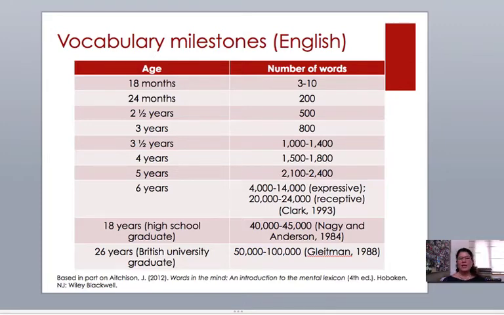Kids who basically get through high school, this is a figure for British kids, will have around 40,000 words. And if they go through university, they can have between 50 and 100,000 words. And those are actually used words. We know that there are twice as many, around 200,000 words actually used by an average college graduate.